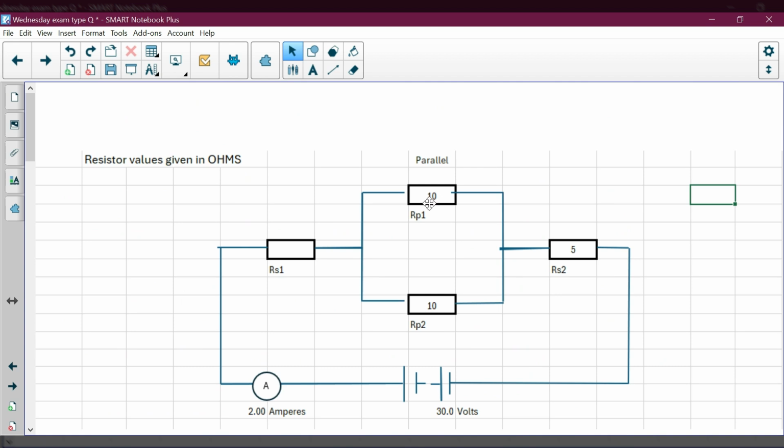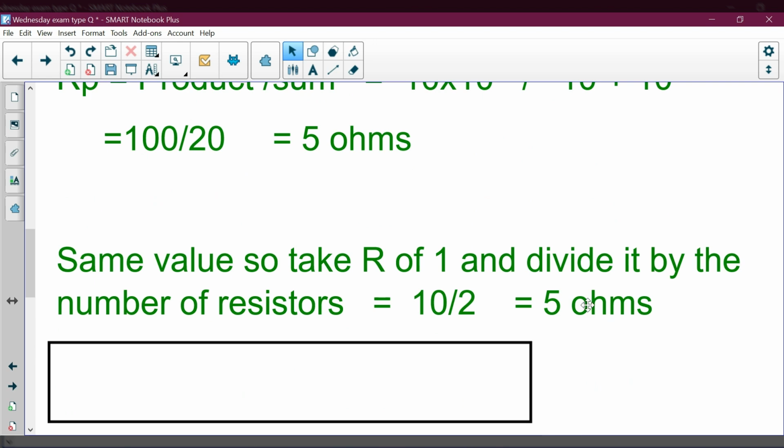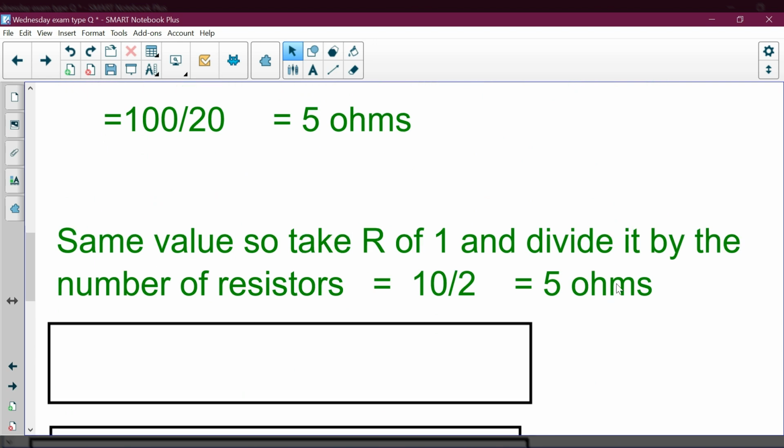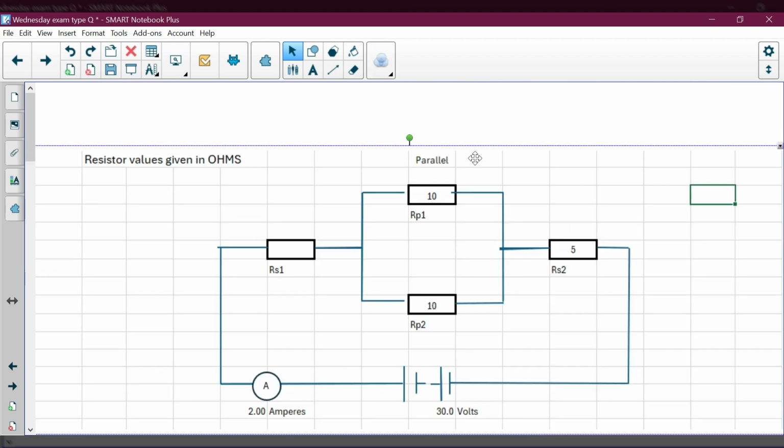Option number 3, well, both resistors, as we said at the start, are 10 ohms. They are the same value. So when they're the same value, we can take the value of one of these resistors and divide it by the number of parallel branches. So if that was 4 10 ohm resistors, then I would divide it by 4. But here it's only 2, so I'm going to take 10 ohms and divide it by the number of branches. 10 divided by 2 gives us that same 5 ohms.